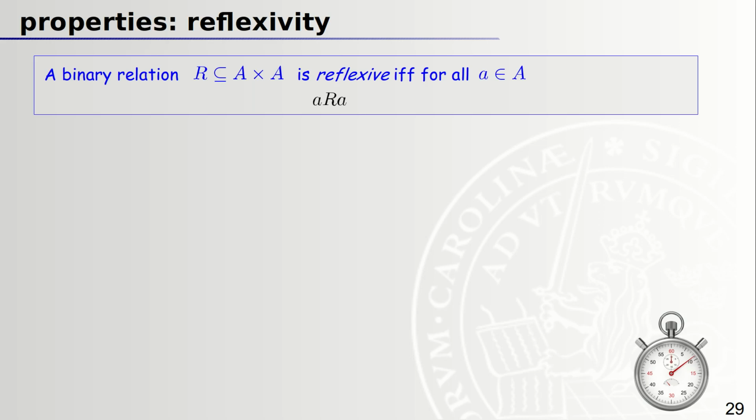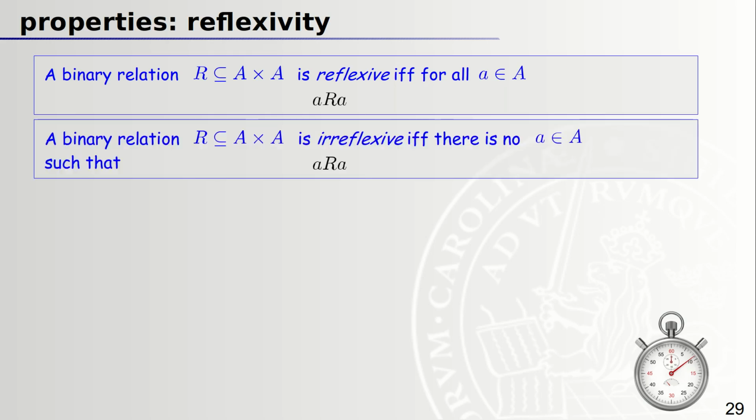Basically, a binary relation over a set A is reflexive if and only if it relates every element of A to itself. If none of the elements of A are related to themselves, the relation is called irreflexive.